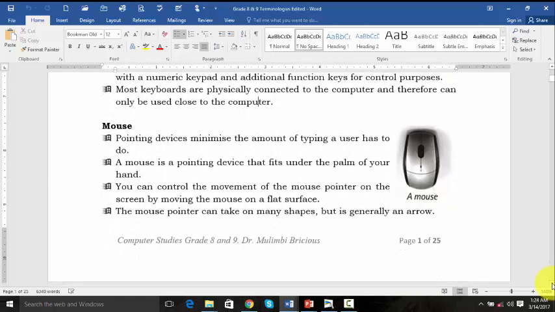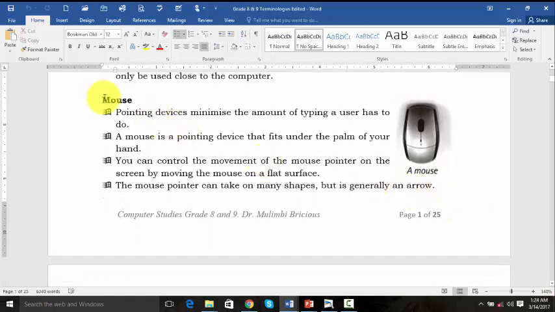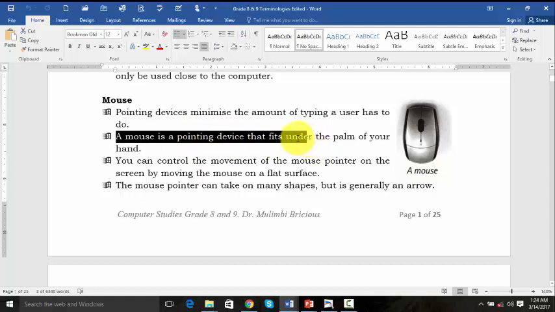Thank you. Then we are going to look at the other hardware, which is called a mouse. Now, pointing devices minimize. The word minimize here means reduce. Pointing devices minimize the amount of typing a user, in this case a person who is using a computer, has to do on the computer. So what we are saying is that a mouse is a pointing device that fits under the palm of your hand. This is how we are supposed to define a mouse.